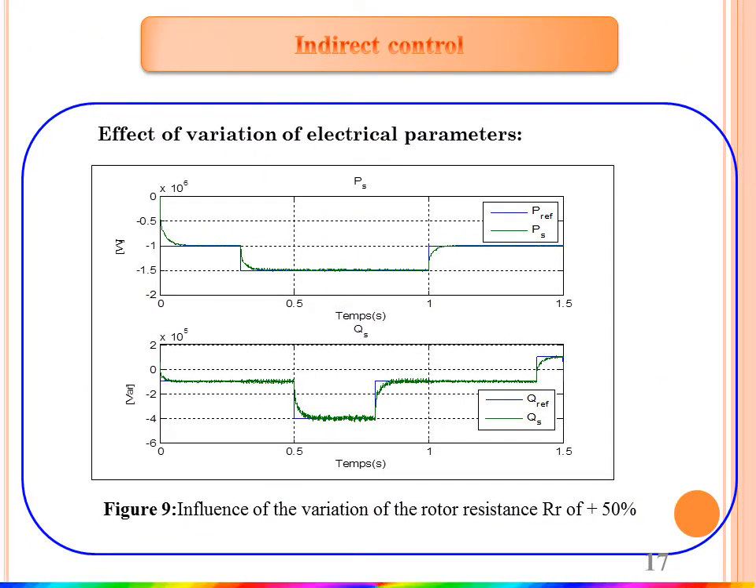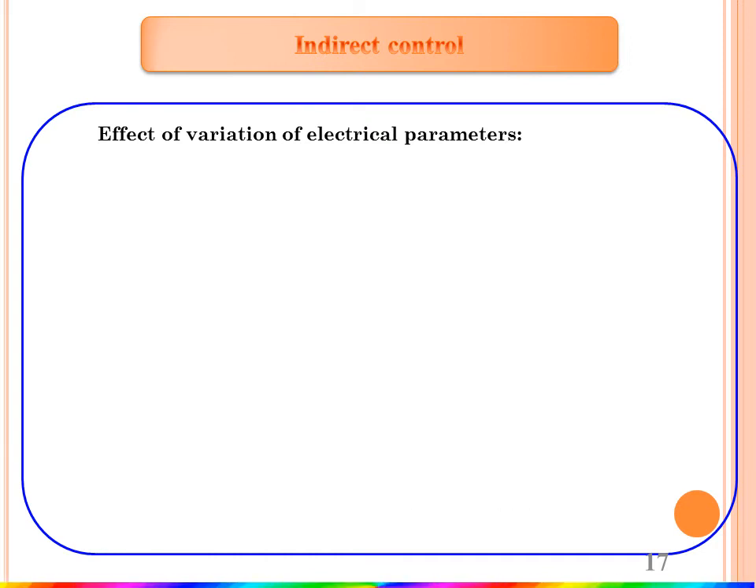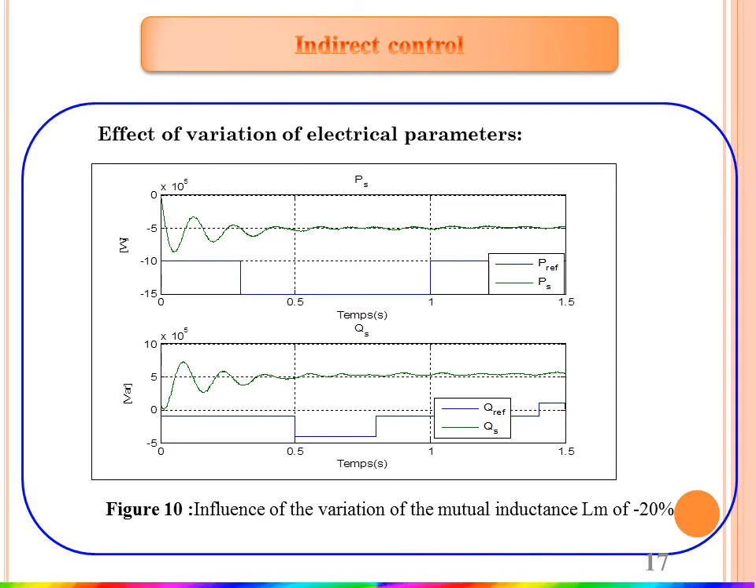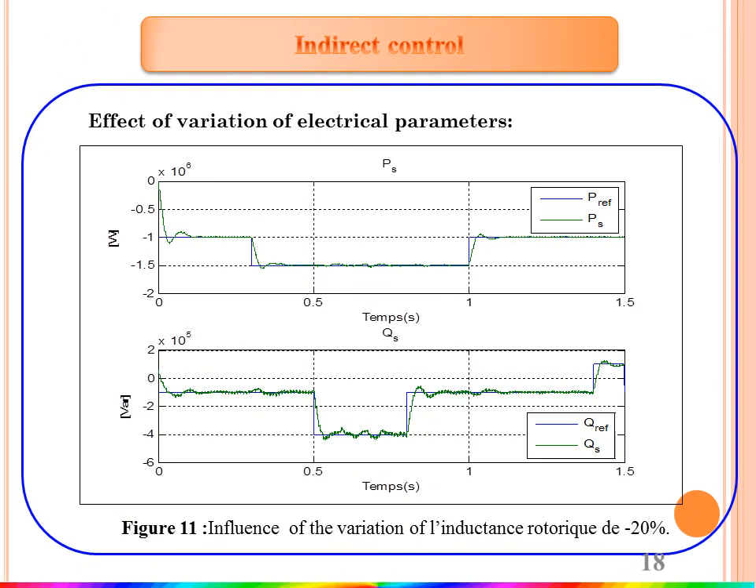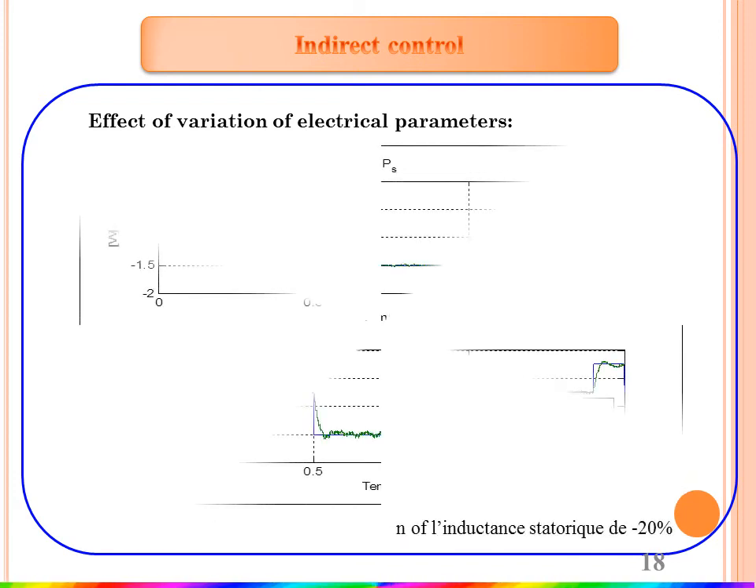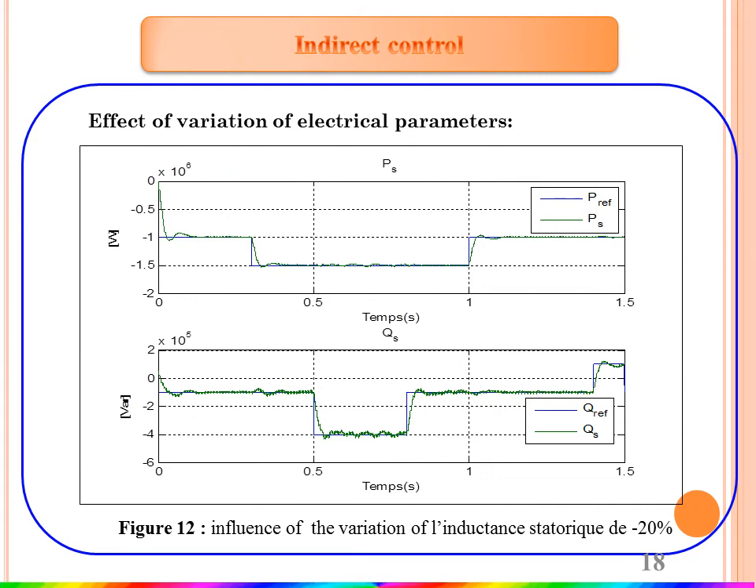Secondly, the effect of variation of electrical parameters on indirect control. Figure 9 shows the influence of the variation of rotor resistance Rr of plus 50% and Figure 10 the influence of the variation of the mutual inductance Lm of minus 20% on active and reactive power. Then Figure 11 shows the influence of the variation of the stator inductance of minus 20% and Figure 12 the influence of the variation of the rotor inductance of minus 20% on active and reactive power.